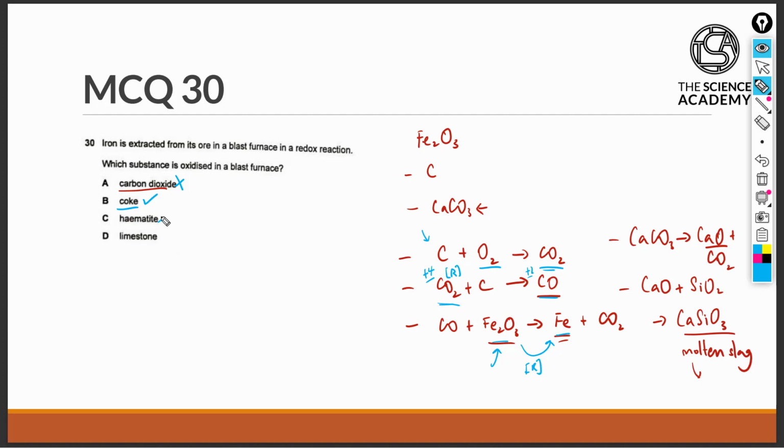Therefore, C is wrong. D talks about limestone, which is calcium carbonate. Calcium carbonate thermally decomposes to calcium oxide and carbon dioxide. Essentially, calcium carbonate is reduced as well because it has lost two oxygen atoms from the calcium carbonate compound. So the limestone is also reduced, and the only answer is B, where coke is the only substance that is oxidized in the blast furnace.